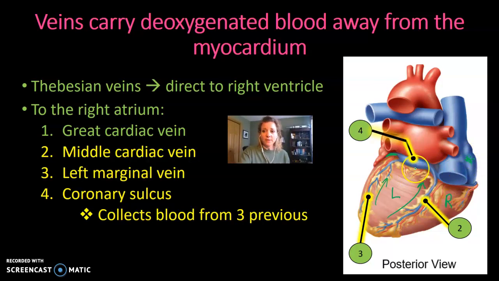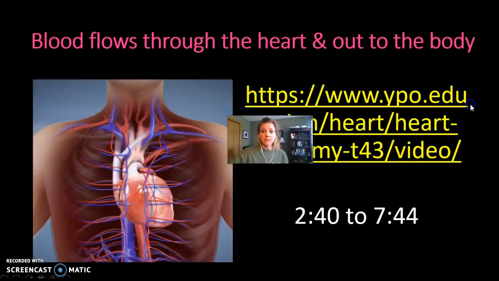So blood from our coronary sinus, blood from the body, from the inferior vena cava and from the superior vena cava. All of that deoxygenated blood is going to come into the right atrium from all of those different blood vessels. All right, and so those are the different veins that you need to know.